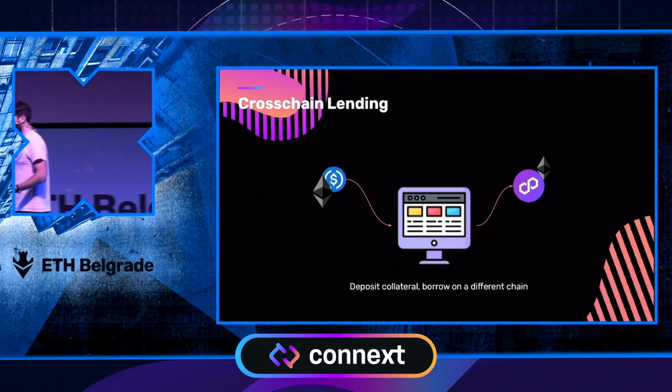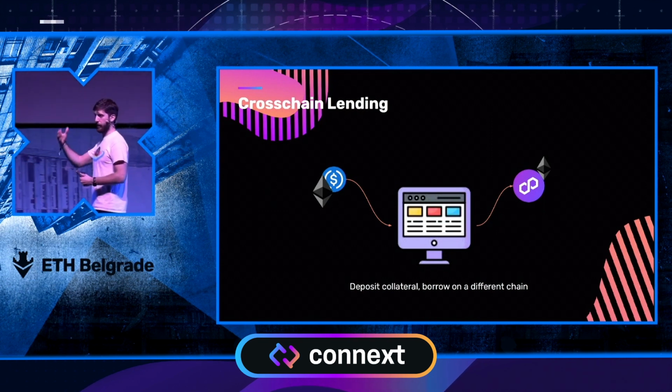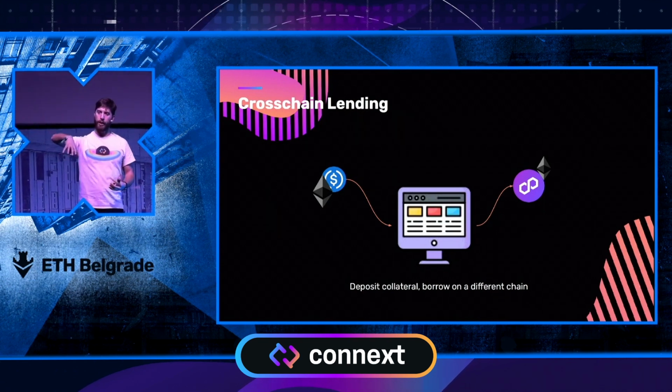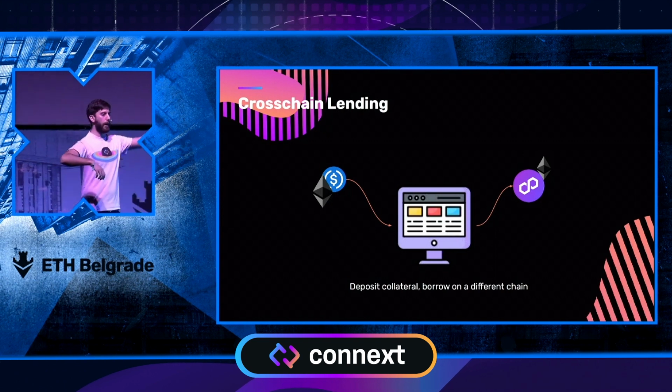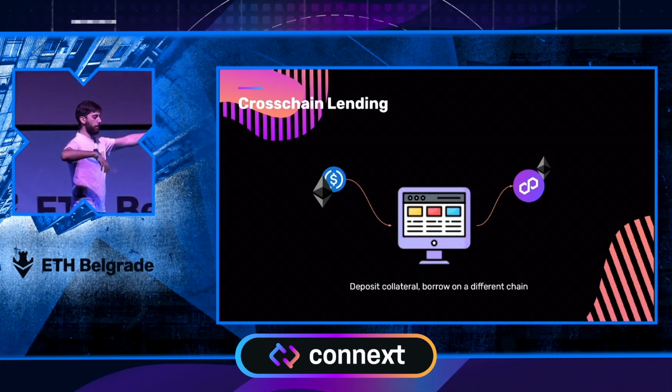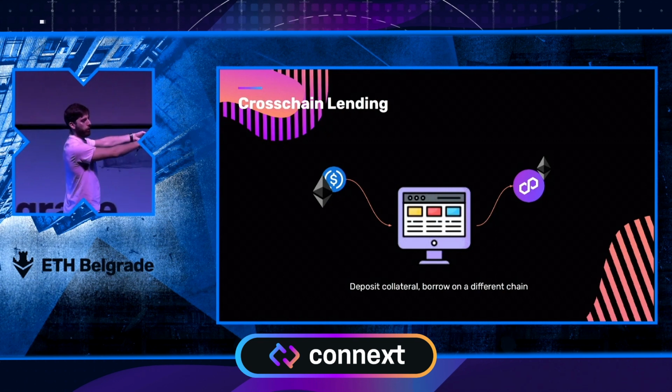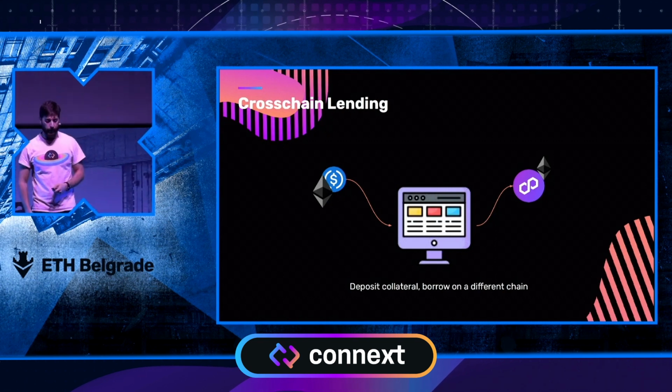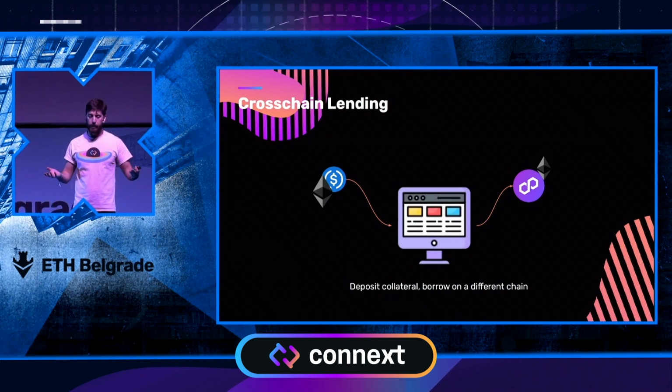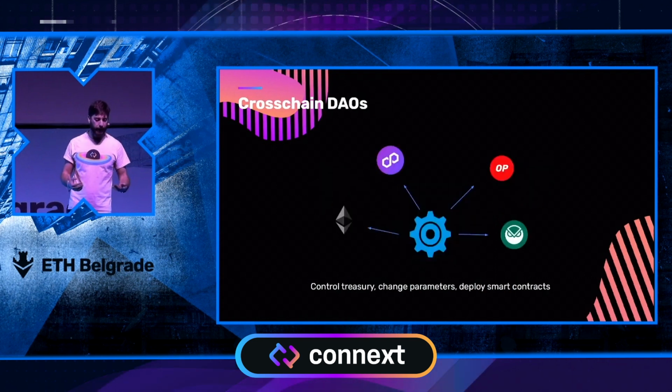One thing is cross-chain lending, for example. Imagine a lending market that allows you to deposit collateral on one chain, ETH on Ethereum, and then allows you to borrow a stablecoin on another chain, Polygon or wherever, because that's what the user wants in the moment. That's where the best rates are.